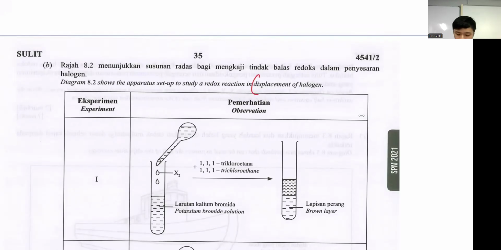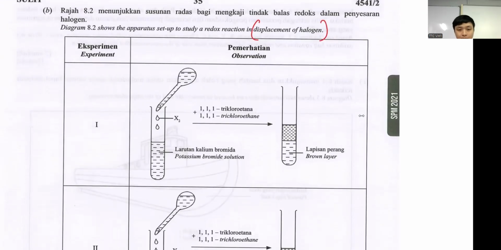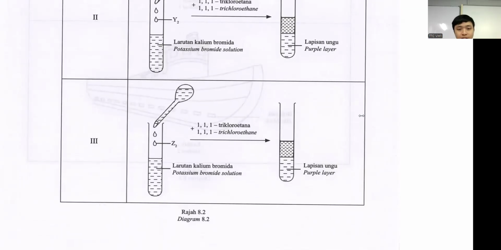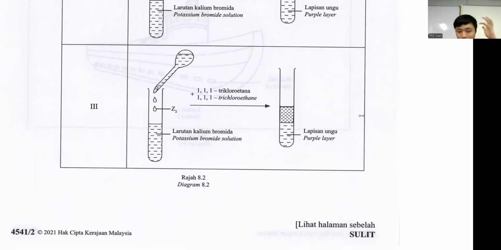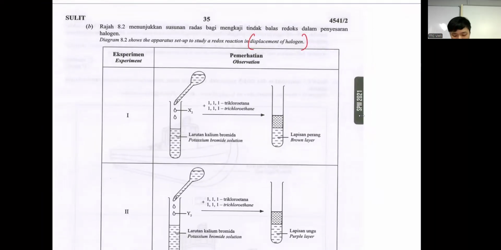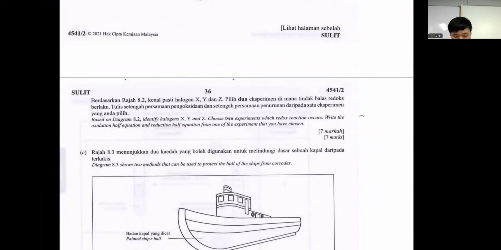This one is the displacement of halogen for B. Here you have three sets of experiment. Sorry, there's an error in this question. For the third experiment, you change the bromide to iodide. In Malay, change to iodide. In English, change to potassium iodide solution. Then they ask, based on diagram 8.2, identify halogen X, Y, Z.